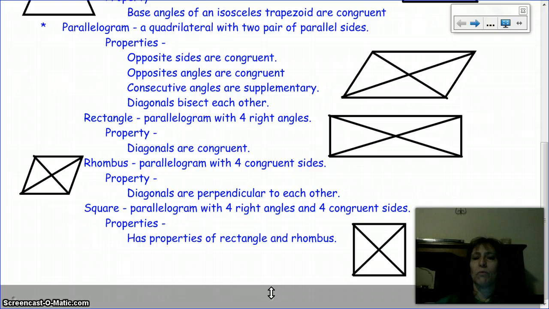So you have to be really careful, and you really need to learn these properties for each one. Make sure you bring your page back tomorrow, because I want to add a few things to it to show what's parallel and what's perpendicular and what's congruent.